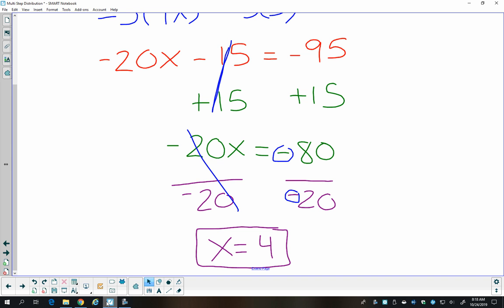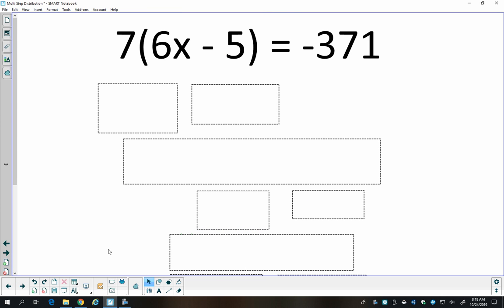So I have one more to do together. What I actually want you to do is I want you to pause. I want you to try and solve this equation, and then after you've solved it, I want you to press play and listen to the solution.